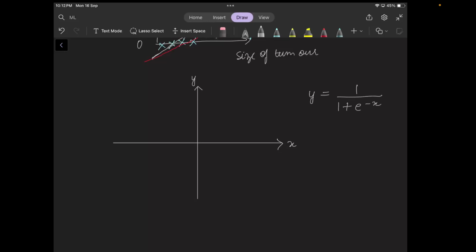Now when x is 0, this would become 1 upon 1 plus 1, 1 by 2, so it would be 0.5. When x is, let's say, a very large value, then this would become 1 upon 1 plus 0. So it would tend to 1 at infinity, and at 0 it is 0.5, and at minus infinity it is going to tend to 0. So the curve is something like this. So this is the sigmoid function.